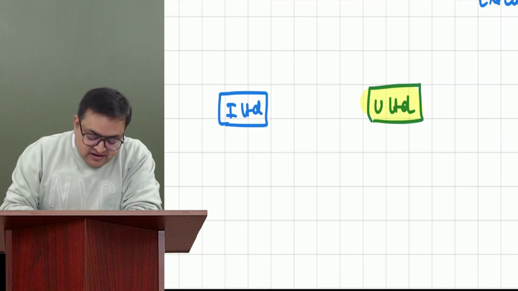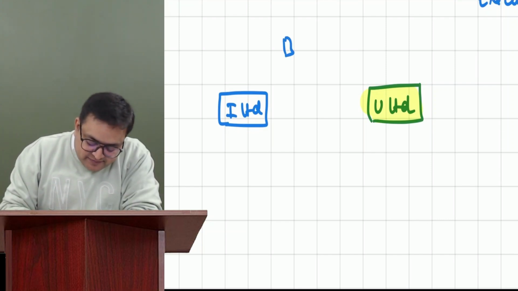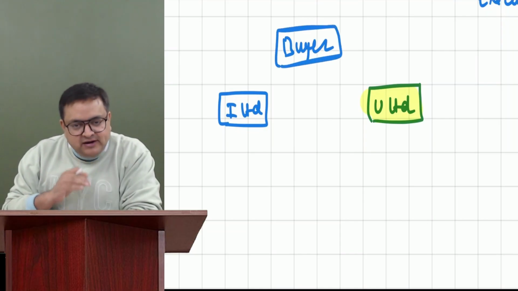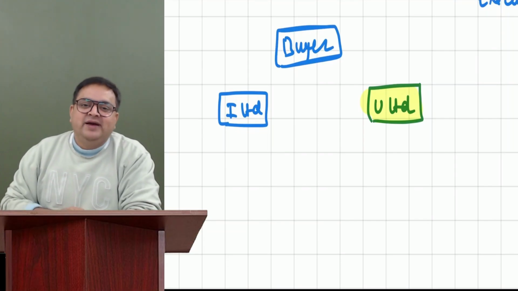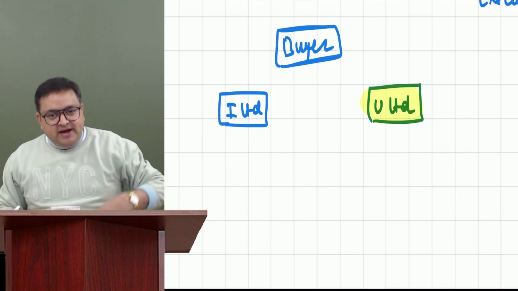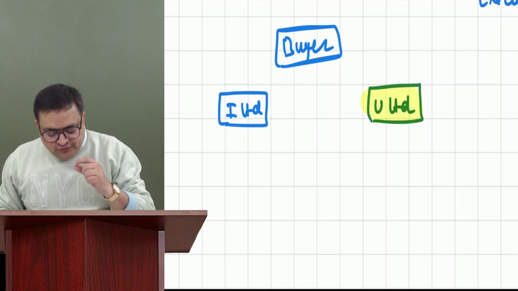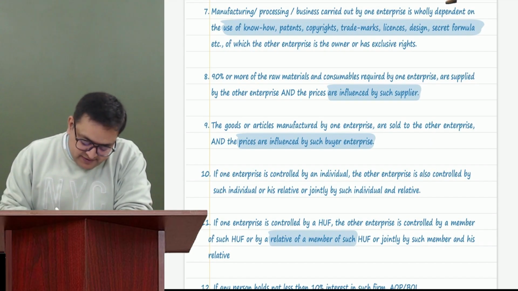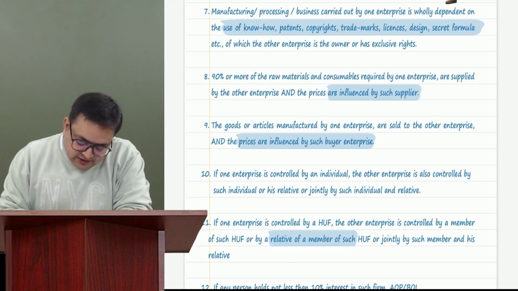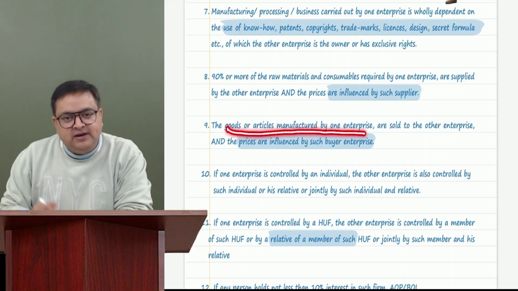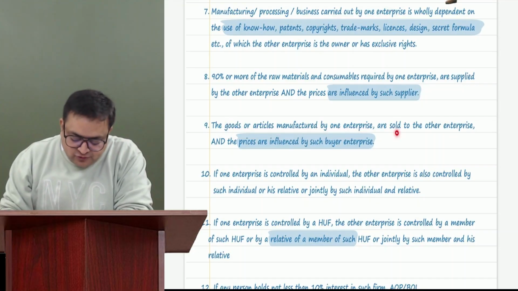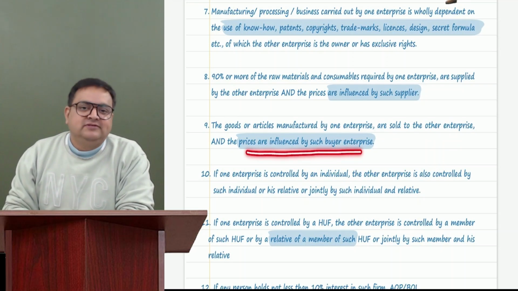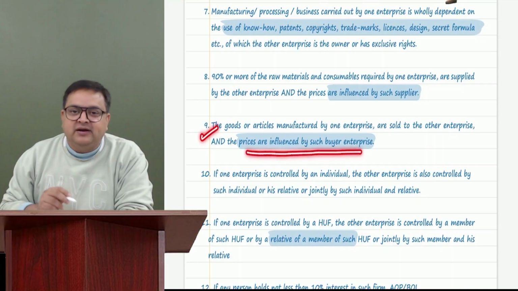But let's say if there is any transaction where the buyer decides the price, 100% the buyer is deciding the price, then why is the buyer deciding the price? Because he might be controlling the other party. So there is also a hidden control. If any prices are actually determined by the buyer, so it says the goods and articles manufactured by one enterprise are sold to other enterprises, but the prices are influenced by such buyer. If the buyer is actually influencing that price, then also it would be an international transaction.